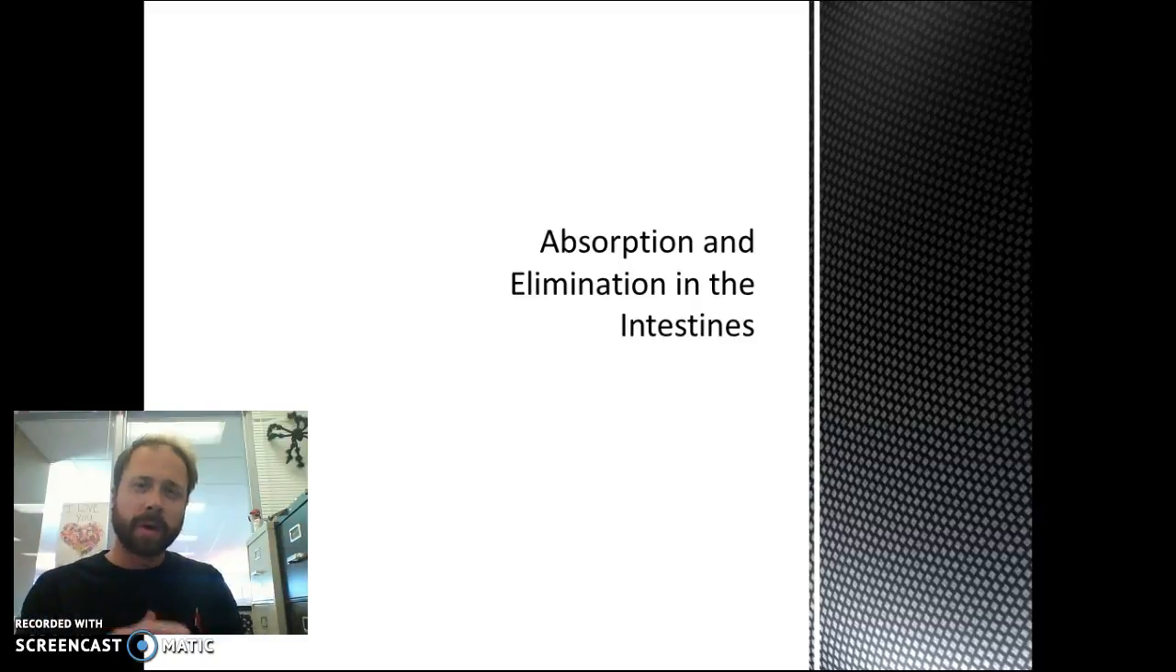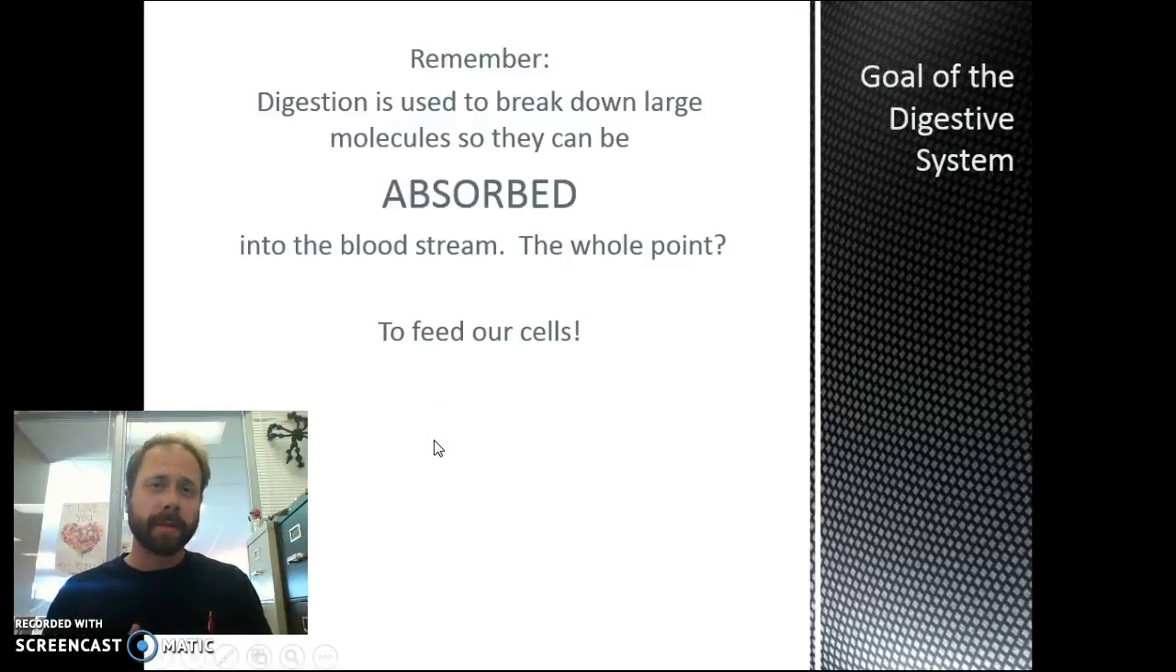All right, so now we are at the last set of our notes. We're going to take a look at absorption and elimination in the intestines. Now, absorption and elimination, especially the absorption part, we kind of forget about because we think about digestion. We think about just chewing and swallowing. It goes in the stomach, and we break it down, and then we eliminate it into the toilet bowl. But we forget about the absorption part.